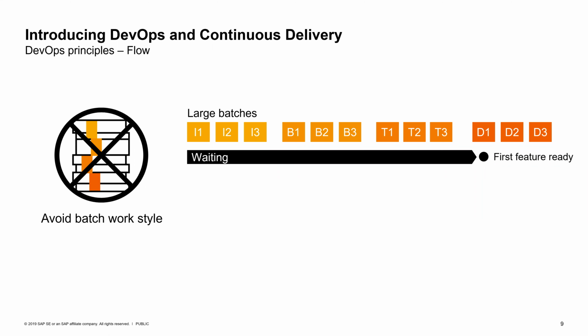What you can see here is that the first feature is ready only after quite a long time, because we batch it all together and do it as a whole bunch, and the consumer has to wait a long time. And in this time, the features don't deliver any value, because they are not used by users, because they are not released yet.